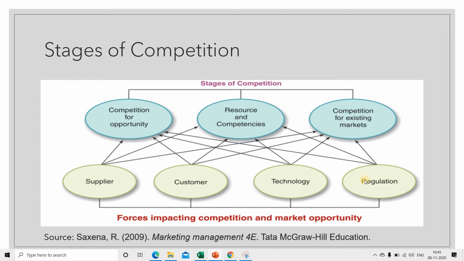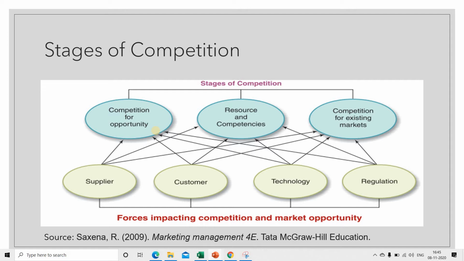And here you have the various forces that impact the competition. They are the suppliers, the customers, technology, regulations. So this is what we have discussed in the previous session as well. So I won't be discussing these forces which impact the competition. I would be emphasizing only on the stages of competition. So first and foremost is the competition for opportunity.